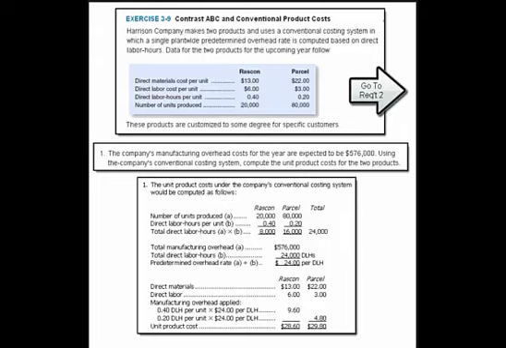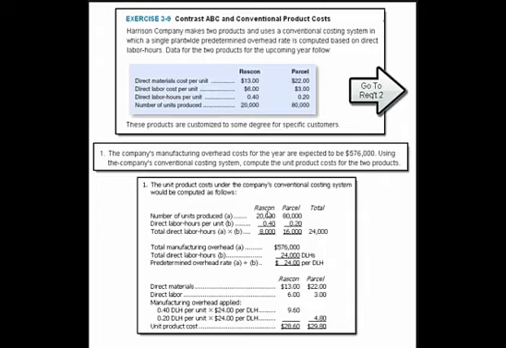The company's manufacturing overhead costs for the year are expected to be $576,000. Using the company's conventional costing system, compute the unit product cost for the two products. All right, so there you see the approach down below.